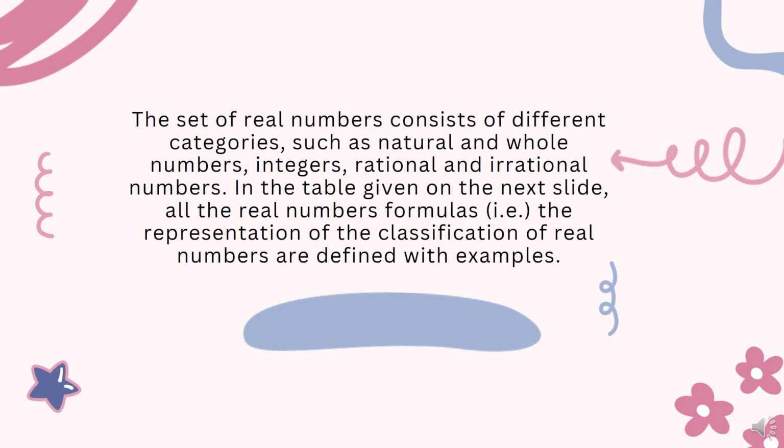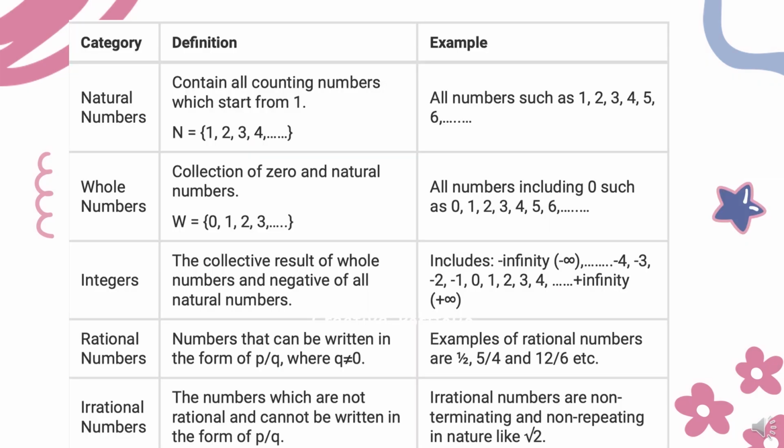The set of real numbers consists of different categories such as natural and whole numbers, integers, rational and irrational numbers. In the table given on the next slide, the classification of real numbers is defined with examples. In this table, we define and give an example for each category.